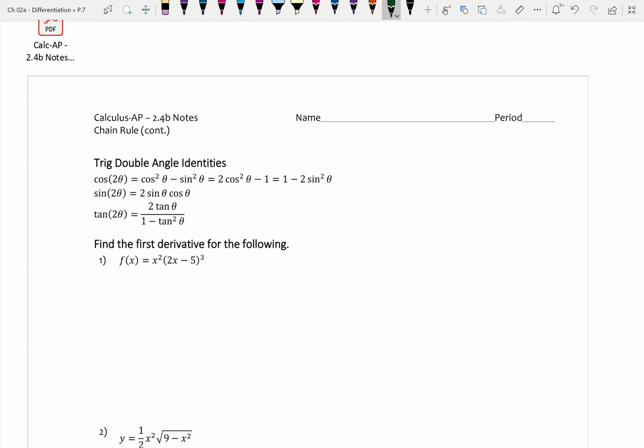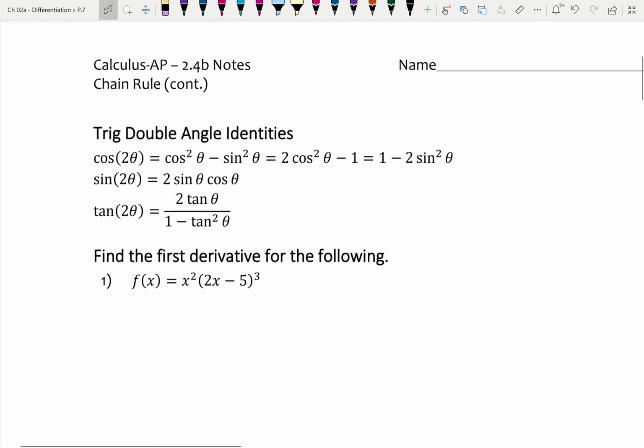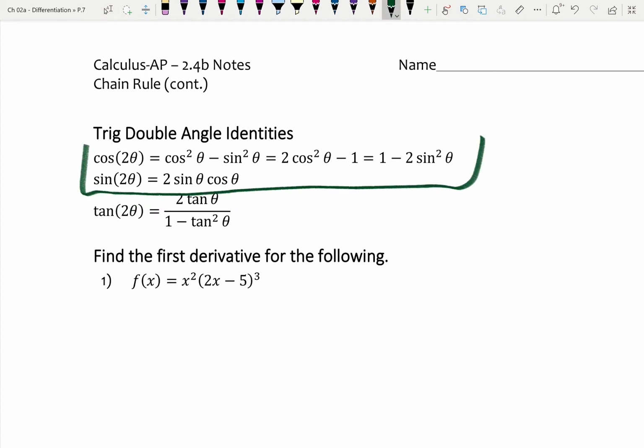To start, I want you guys to now have committed to memory 2 of these 3, because the third one you can derive from the first 2. You need to know these 2. Let's make my box kind of actually fix that. And really with the first one, you just need to know this one right there, because you can derive the other 2 from that.